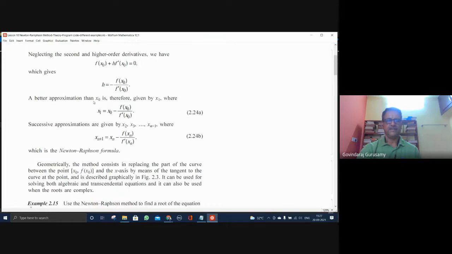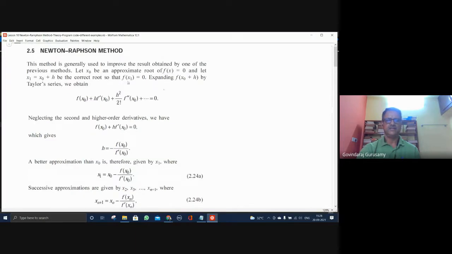A better approximation than x0 is therefore given by x1 = x0 - f(x0)/f'(x0), with this initial value x0. Successive approximations are given by x(n+1) = xn - f(xn)/f'(xn).